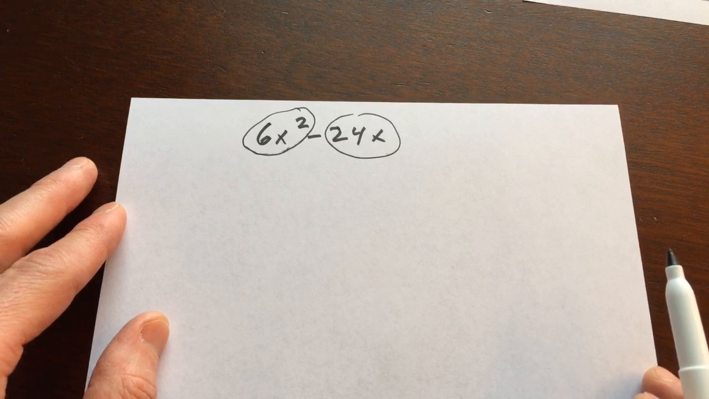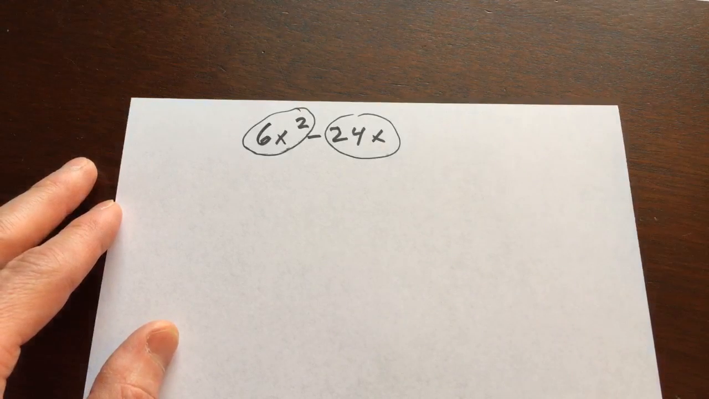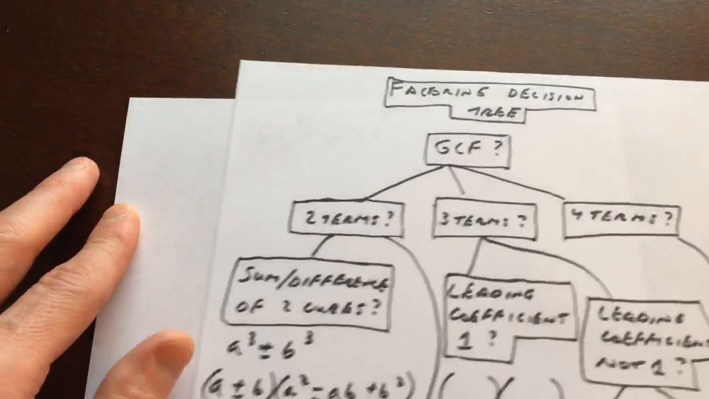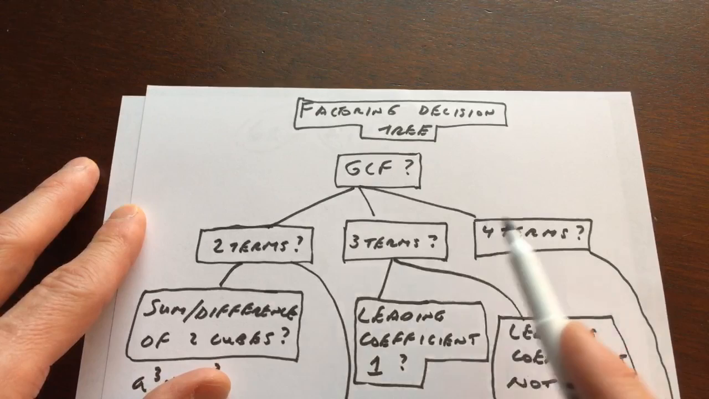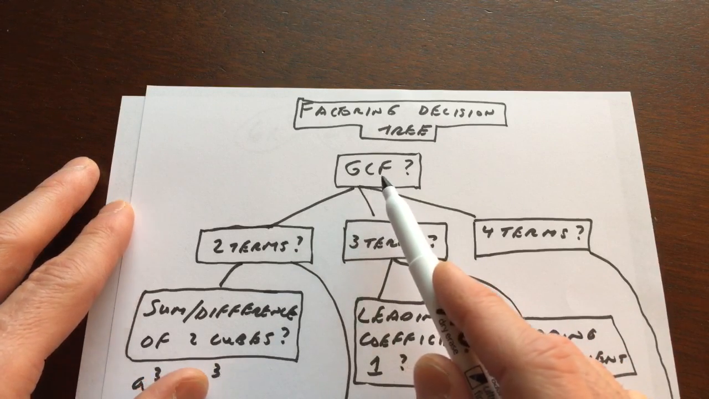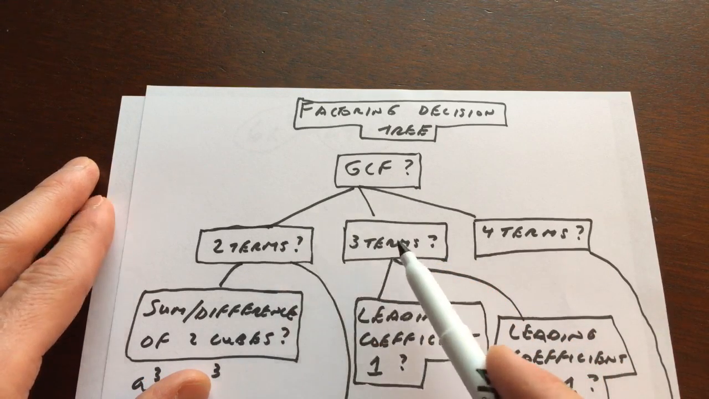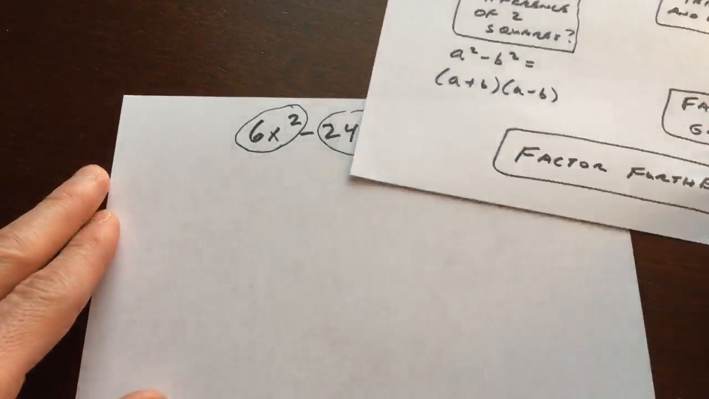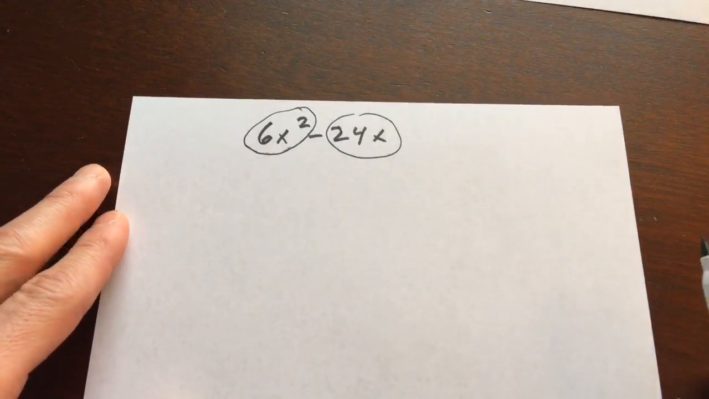If you can let me know in the chat what the first thing that you would do is. Because remember, when you factor, the most important thing, first step is that greatest common factor, right? Then we're going to analyze whether there's 2 terms, 3 terms, or 4 terms, right? So what do you think?